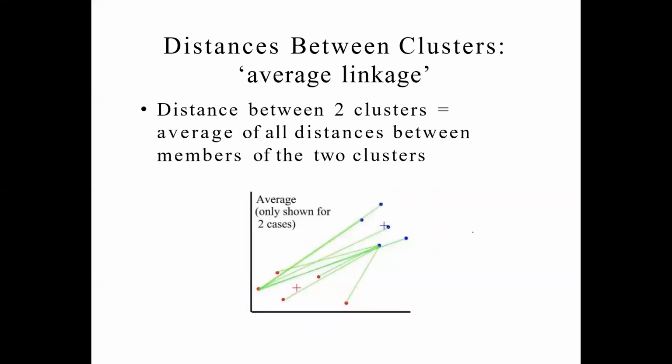The next method is the average linkage. In the average linkage method, the distance between the two clusters is equal to the average of all the distances between the members of the two clusters. So calculate the distance of all the members of this cluster from the members of the other cluster, and take the average of all these distances. This is the third method of calculating the distance between the clusters, the average linkage method.